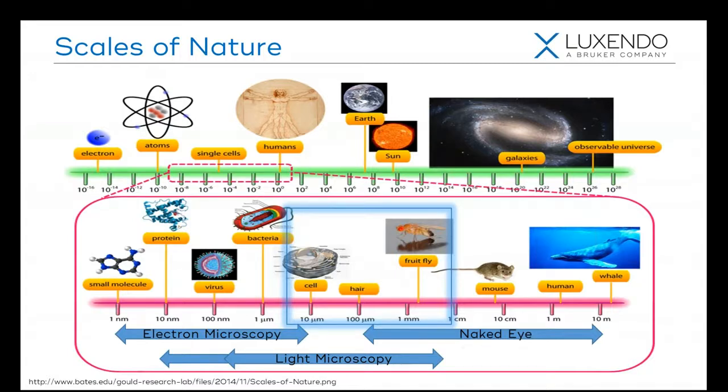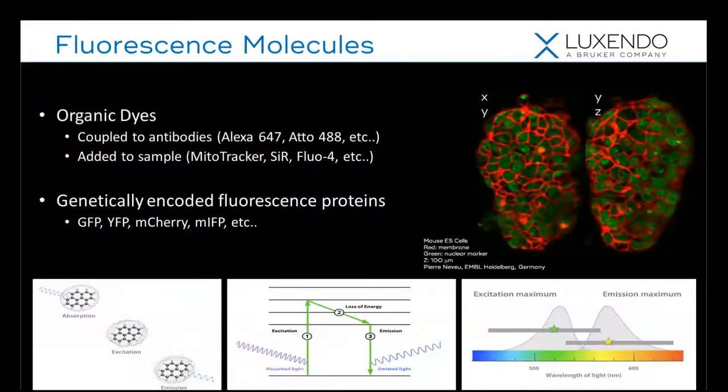And in particular, light microscopy has been a very key instrument for scientists to be able to study live cells because of the non-invasive nature of light. A popular way to do this is with fluorescent molecules, and these tend to come in two different flavors. We've got organic dyes that can be coupled to antibodies, such as Alexa 647. We'll couple that to an antibody and use that to localize it to a protein of interest.